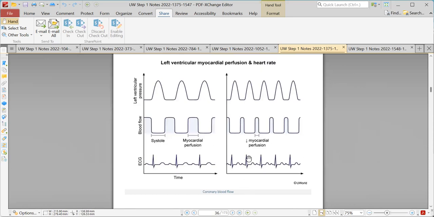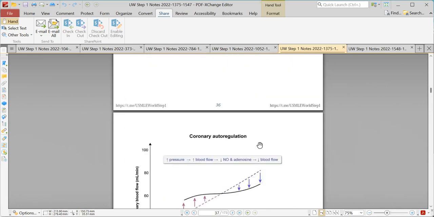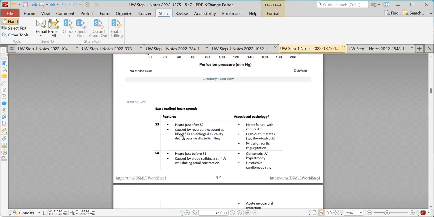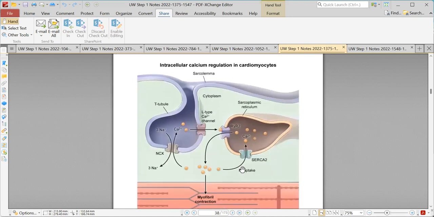And there is tachycardia, with a decrease in the myocardial perfusion. S3 is seen in dilated cardiomyopathy. S3 is seen in heart failure. As for S4, it is seen in LVH, the constrictive or restrictive type, because it's not relaxing properly.